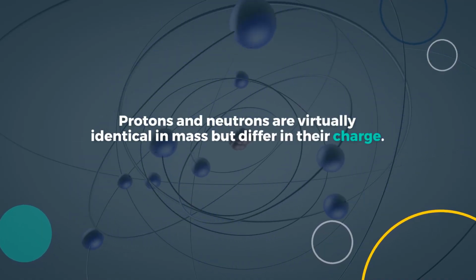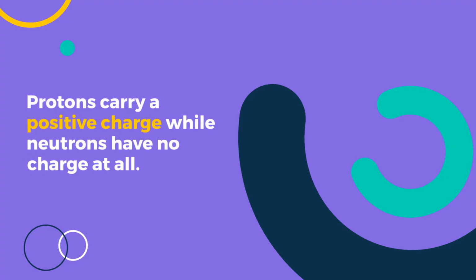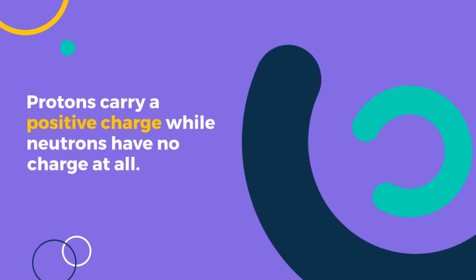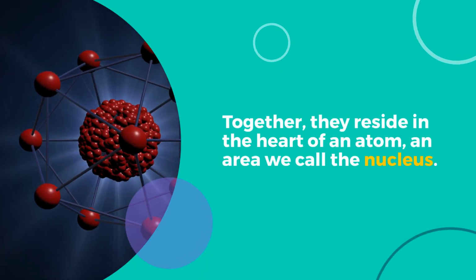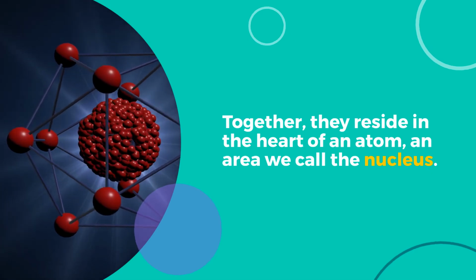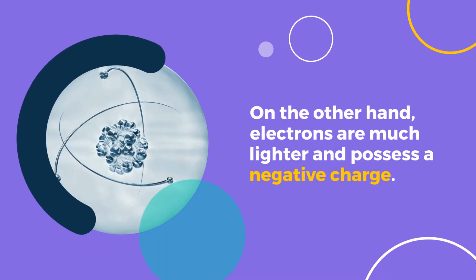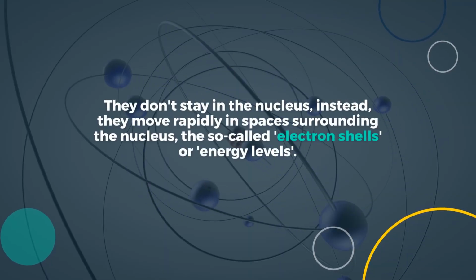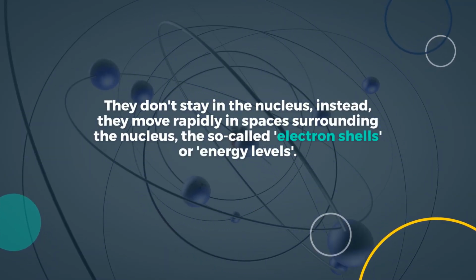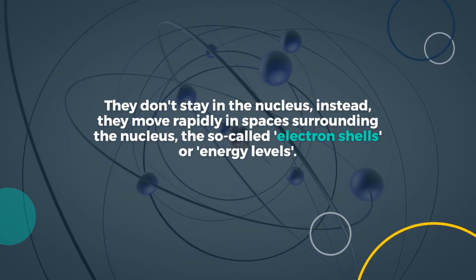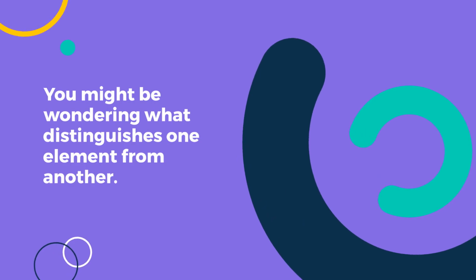Protons and neutrons are virtually identical in mass but differ in their charge. Protons carry a positive charge while neutrons have no charge at all. Together, they reside in the heart of an atom, an area we call the nucleus. On the other hand, electrons are much lighter and possess a negative charge. They don't stay in the nucleus; instead, they move rapidly in spaces surrounding the nucleus, the so-called electron shells, or energy levels. You might be wondering what distinguishes one element from another.